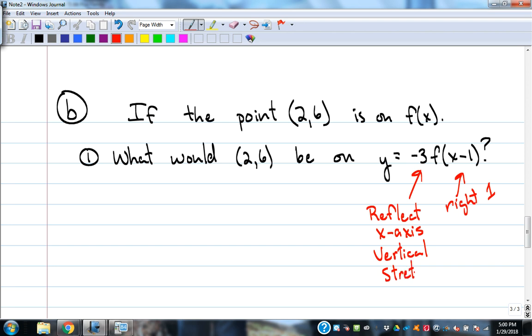These are the ones that really tell you whether you understand the theory in translations and transformations, okay? So if it's going to reflect across the x-axis, that's going to change the y value. And a vertical stretch is going to change the y value, okay? The right 1 is going to change which value? The x, okay? So if we move the x value of 2 right 1, where would we be? At 3. If we reflect 6 across the x-axis, that would move it down here. That's a vertical movement. So the new y value would be negative 6, and then we're stretching it by a factor of 3.